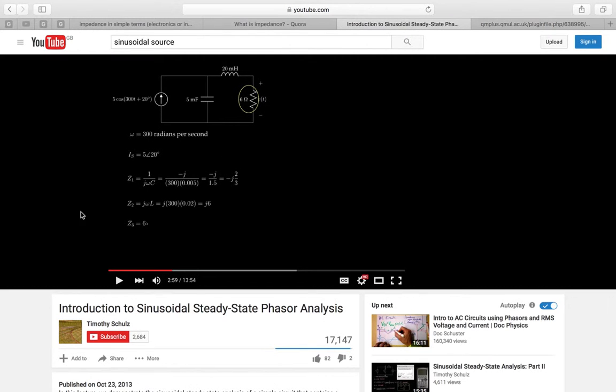Here is a very good example where there is a circuit. I assume it's an AC circuit, where the current is written in this form: 5 cos(300t + 20 degrees). Here 5 is the amplitude, 300 is the angular frequency, and 20 degrees is the phase. From the current you can obtain omega, the angular frequency, and the phasor. So the current in terms of phasor has 5 as the amplitude and 20 degrees as the angle. So this is like a complex number.